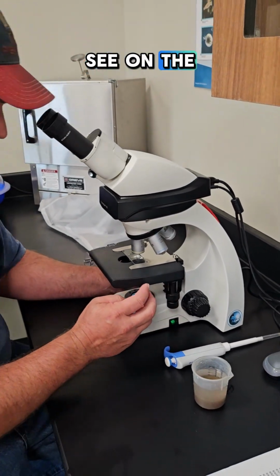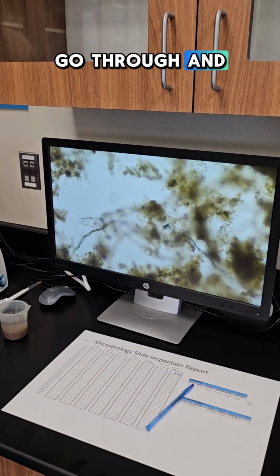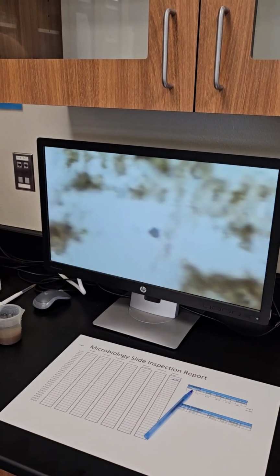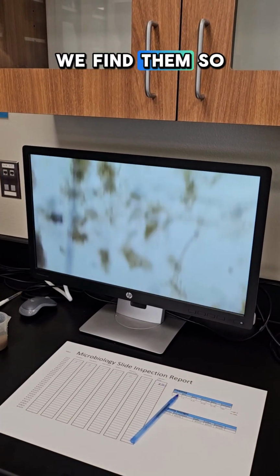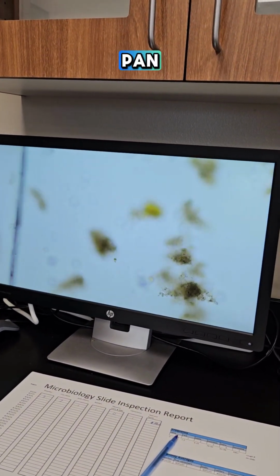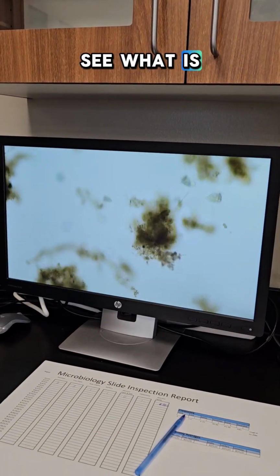As you can see on the computer screen, I'm just going to go through and look to see what we can find, and I'll point out some things of interest as we find them. We basically just pan the entire slide and look to see what is prevalent.